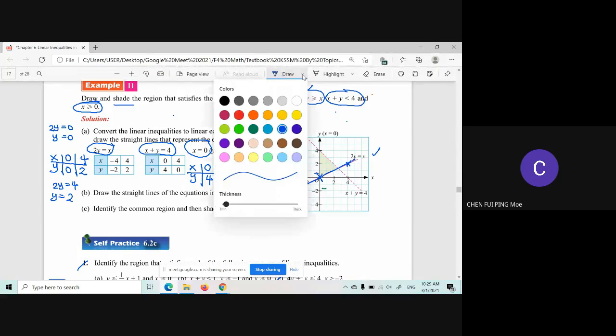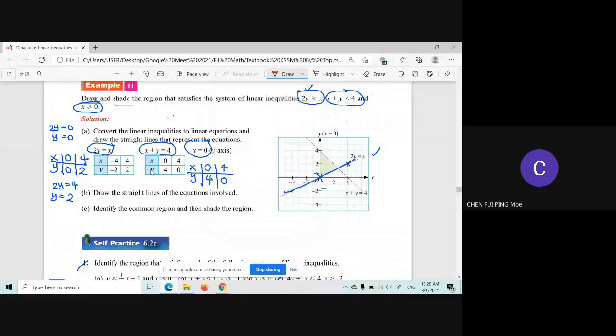Okay, so I already have the points, so I will start to plot now. 0, 4. And then 4, 0. See, I have 2 points. Connect using a ruler. This time using a dotted line. Okay, why use a dotted line? Because this one doesn't have an equal sign. Okay, so the last one, x equals 0.